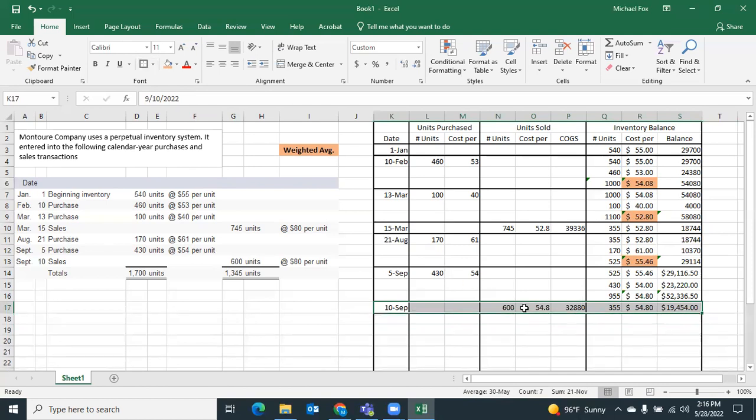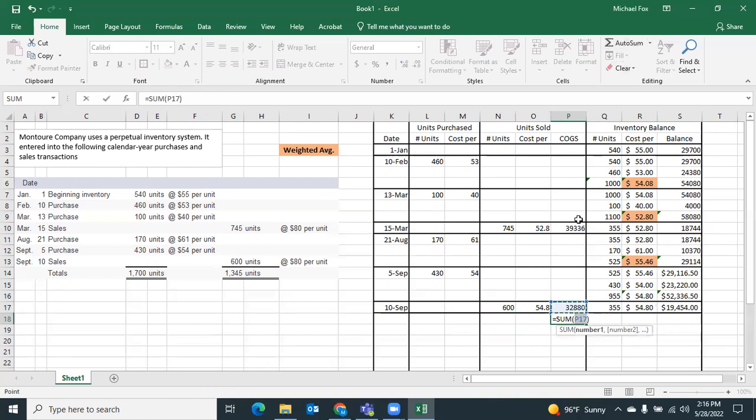Again, we could figure out our total cost of goods sold if we want to. We probably will need to for some problems, and certainly in real life, you would need to. And we know our balance as of September 10th.